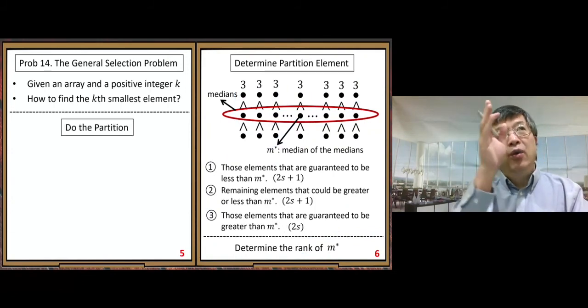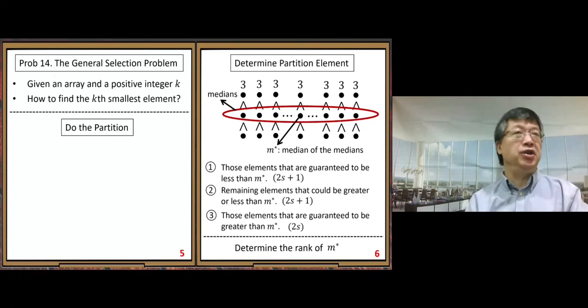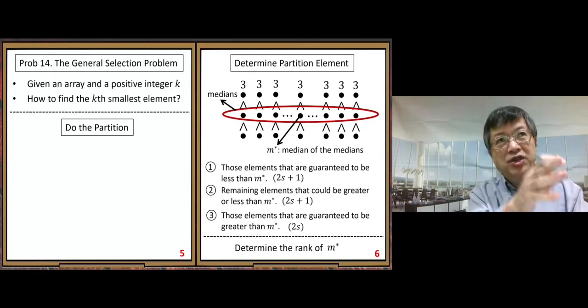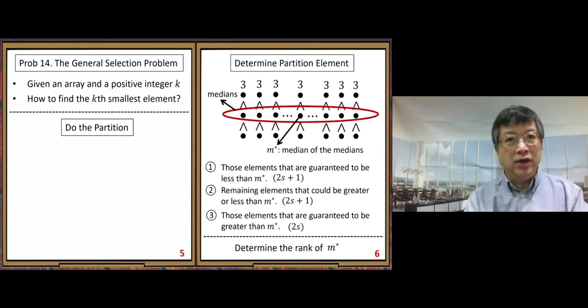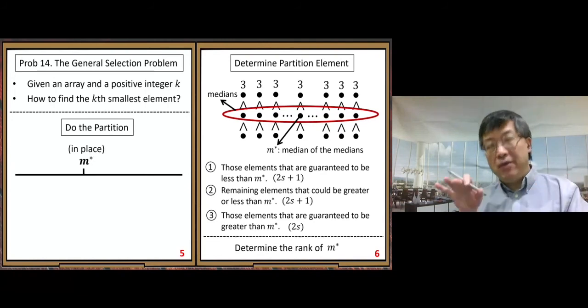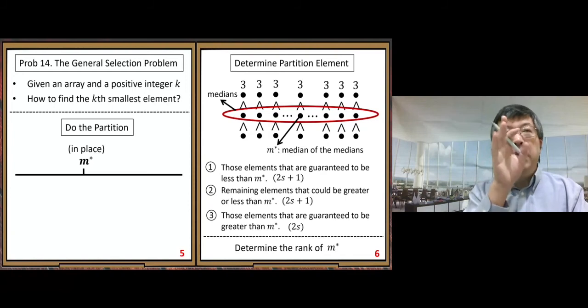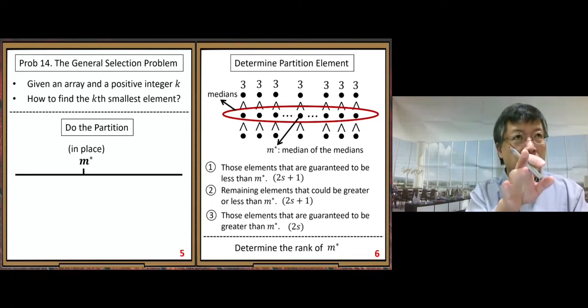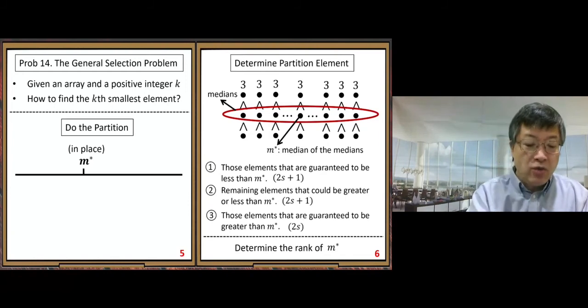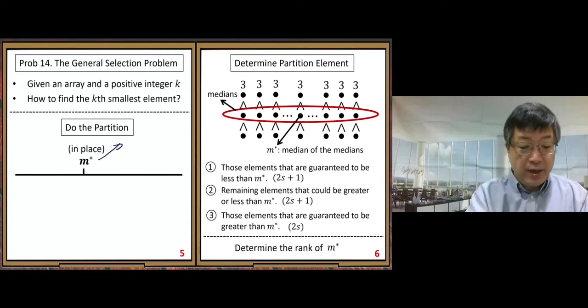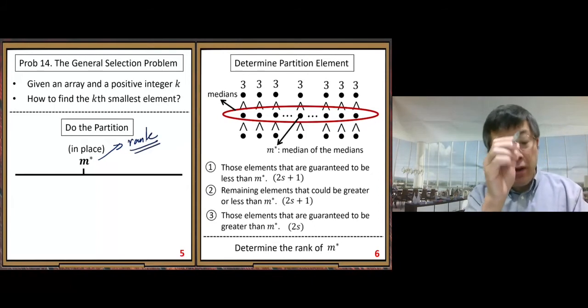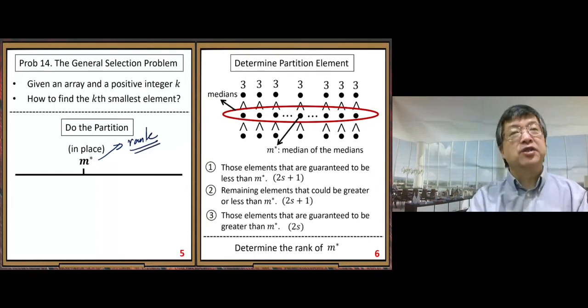This time, we are ready to do the partition. With that information, now we are ready to do the partition. So let me draw this diagram. Because after we determine the partition element M star, if we know its rank, we need to get its rank number. After we get that rank number, it is in place.